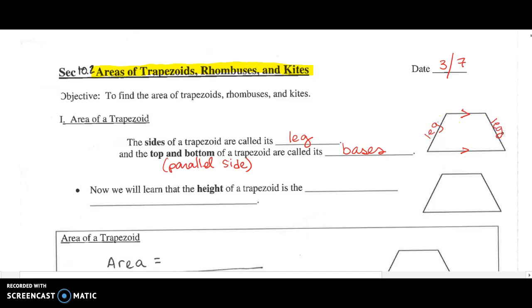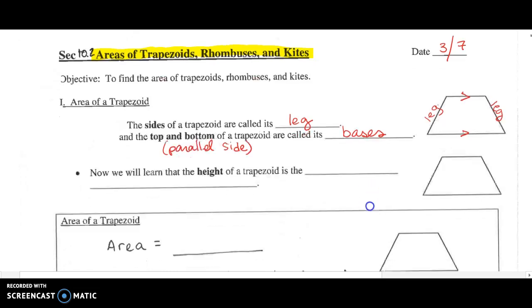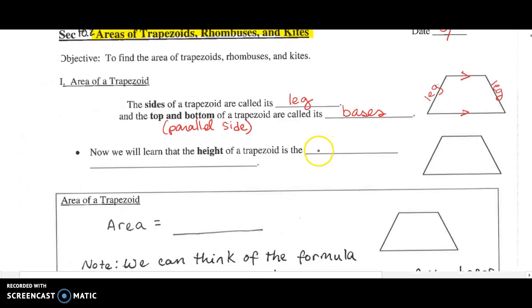The height of the trapezoid is the length of an altitude, just like it was for the triangle and the parallelogram. It's that segment that goes from a vertex, from a corner, and is perpendicular to one of those bases. That's going to be your height, the length of that red segment, that altitude there.